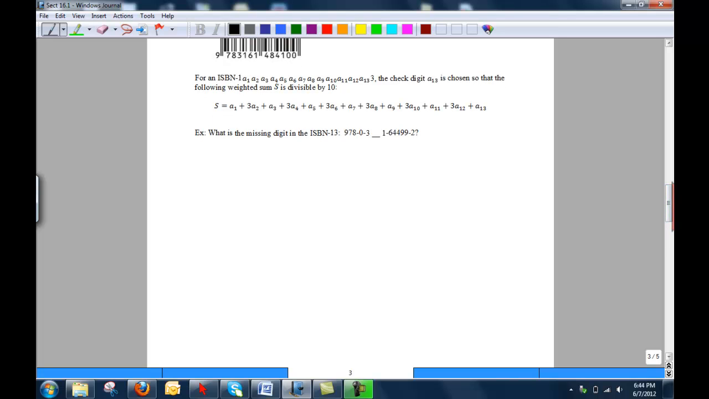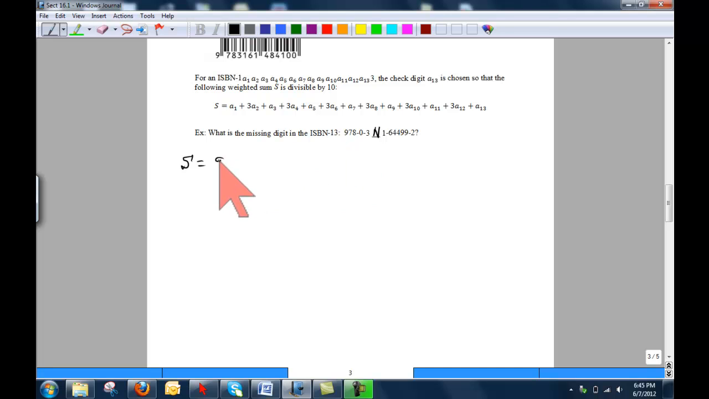So question, here's an ISBN 13. There's a missing digit here. We want to know what it is. Tackle the problem in a very similar way. Let n stand for the missing digit. Compute the weighted sum. Be sure to use this pattern now.